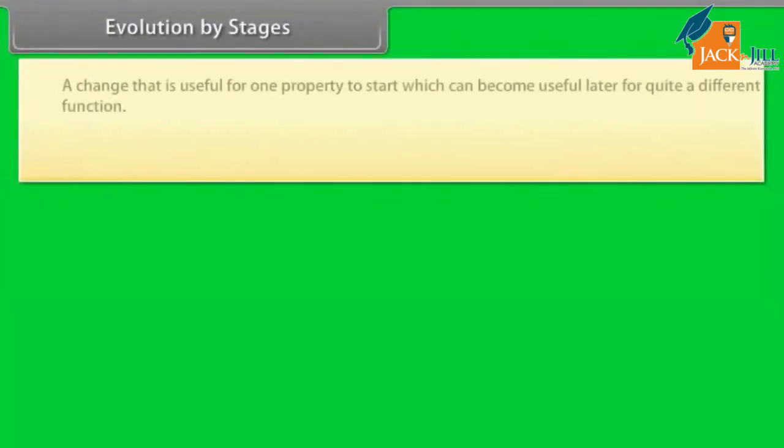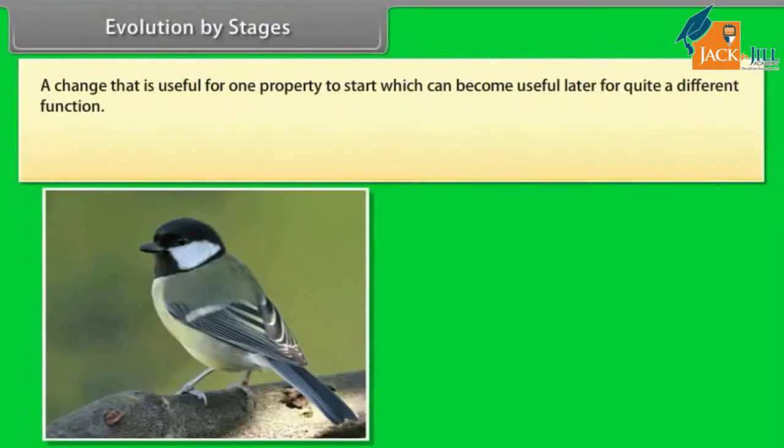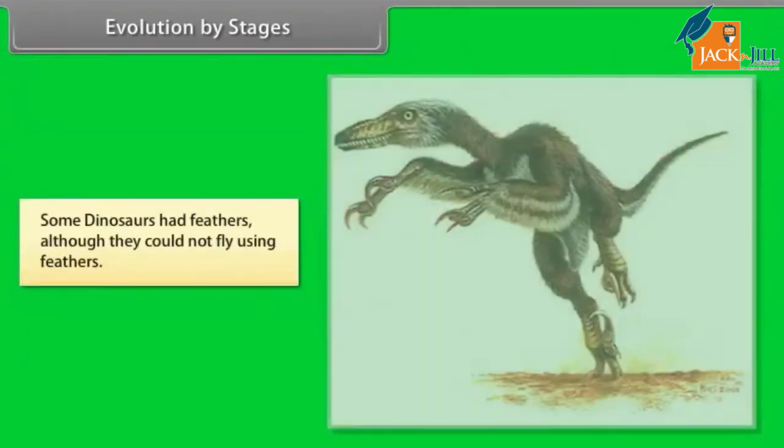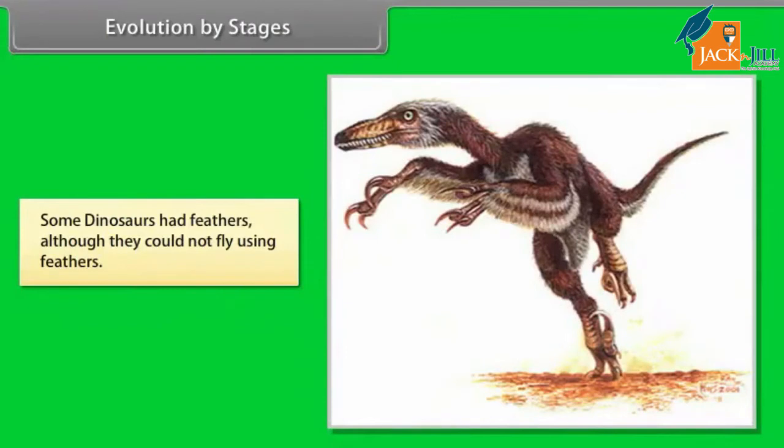Evolution by stages: a change that is useful for one property to start with can become useful later for quite a different function. Example: feathers can start out as providing insulation in cold weather, but later they might become useful for flight. Some dinosaurs had feathers, although they could not fly using feathers.